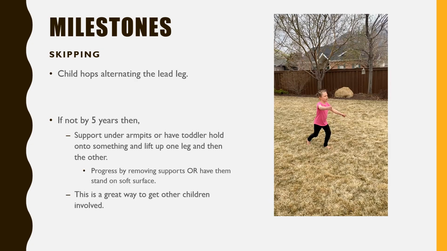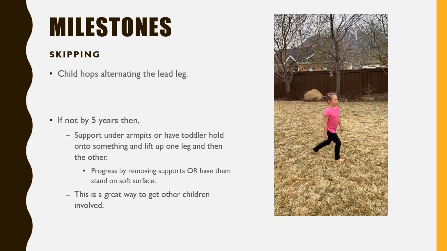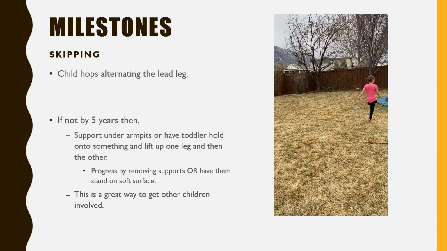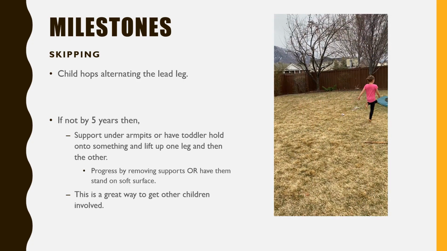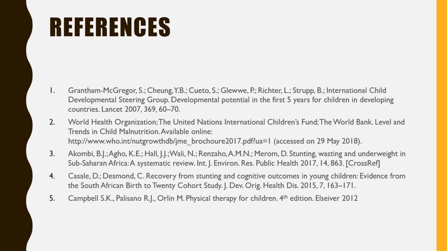And then lastly, one of the movement pattern milestones that we're going to discuss is that by about 5 years old, they should be able to start skipping. Skipping is when both legs will leave the ground, but one leg will come up, land, and then trail behind the other. One way to help with this is also supporting under the armpits or the chest and having them lift one leg at a time and then put that down. Another great activity to have with other children involved, especially older children, to show them how this is done. So these are the milestones that I found would be beneficial to help with children from 0 to 5 years of age.